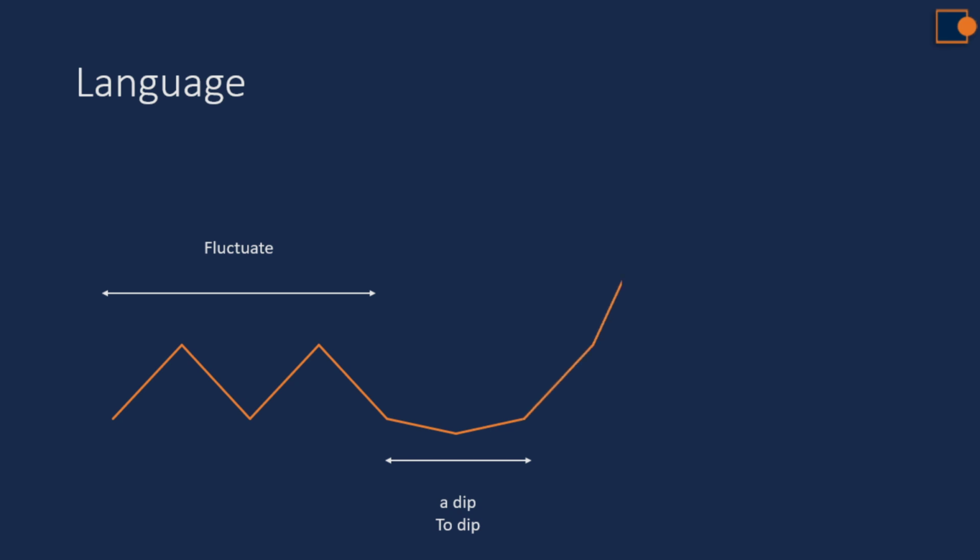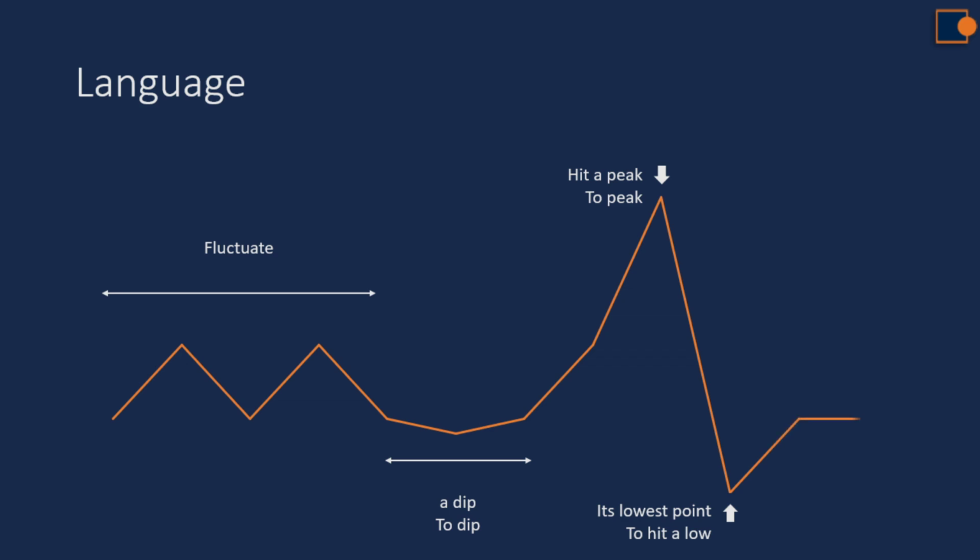Let's continue. Now that part is hit a peak or to peak. This is all a different way of saying one thing. And then this is the opposite one: lowest point or to hit a low. And finally, that could be used as a noun, a plateau, or you can also say to reach a plateau. Okay, I hope these are the general phrases you can use depending on certain movements in the trend. Let's continue.